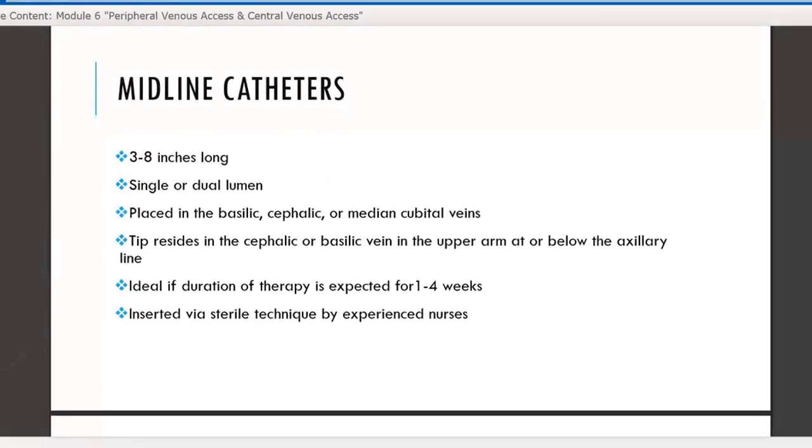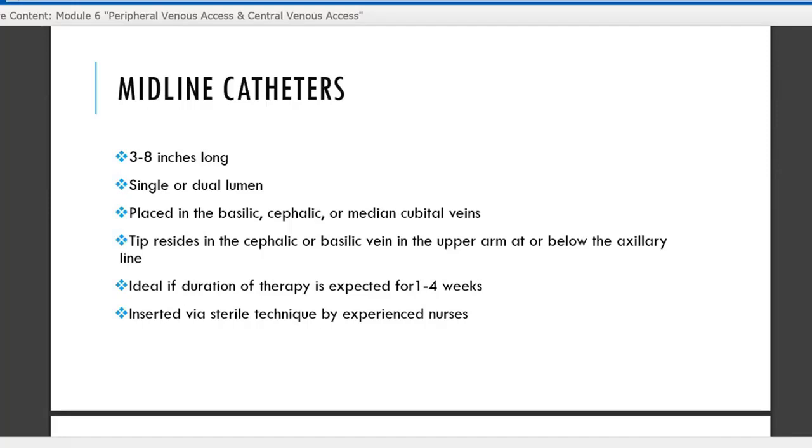So midline catheters are 3 to 8 inches long. Now your short catheters are about, we'll say, about an inch long. The midline catheters, of course, like I said, they're 3 to 8 inches long, so you can see the difference there. They can be single or dual lumen. They are typically placed in the basilic, cephalic, or median cubital veins. These are just larger veins that can tolerate a bigger catheter. The tip resides in the cephalic or basilic vein in the upper arm, at or below the axillary line.